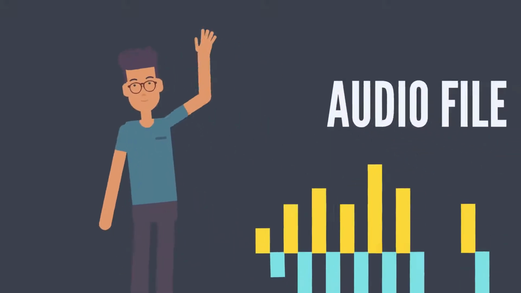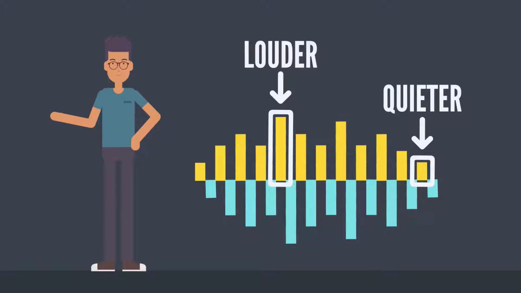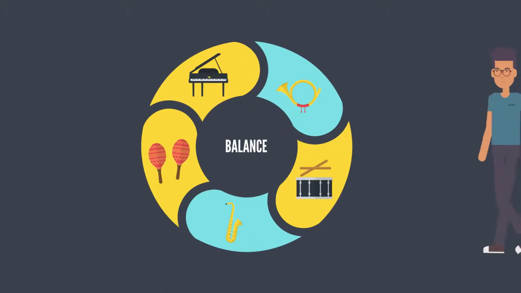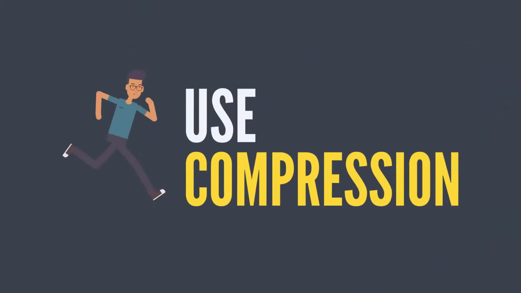In music production, every sound has a different fluctuation in volume. Within a sound, some parts are particularly louder and some are quieter. As a music producer, you need to find a good balance between all the instruments in your track. The solution to fix this problem is to use compression.